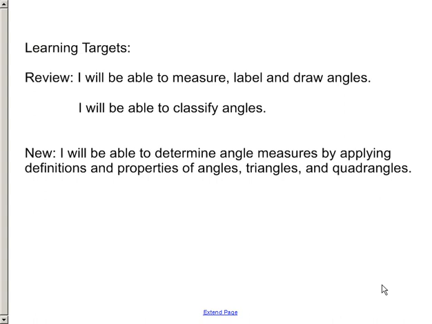Your new learning target is that you will be able to determine angle measures by applying the definitions and the properties for angles, triangles, and quadrangles. So even when a measurement is not given, you're going to be able to determine what the measurement should be by understanding information about triangles and quadrangles and angles.